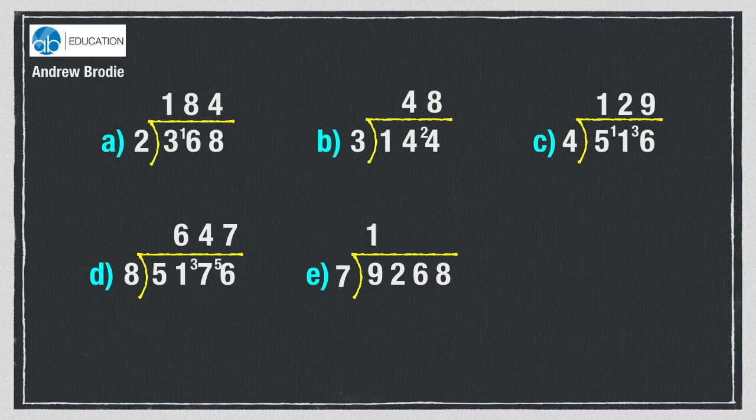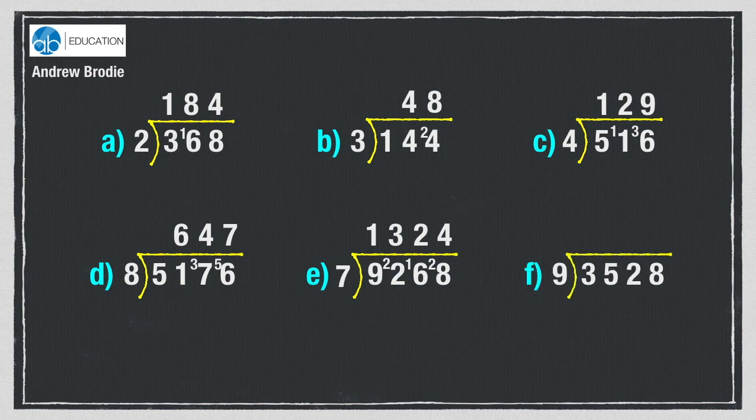7 into 9 goes 1, with 2 left over. How many 7's in 22? There are 3, with 1 left over. 2 7's in 16, with 2 left over. 4 7's in 28. 1324.